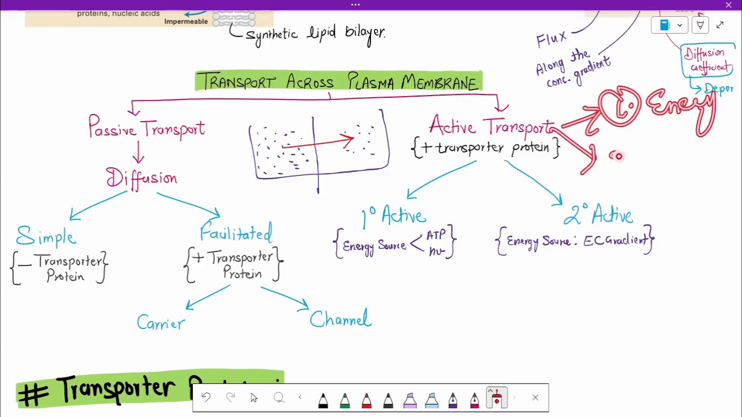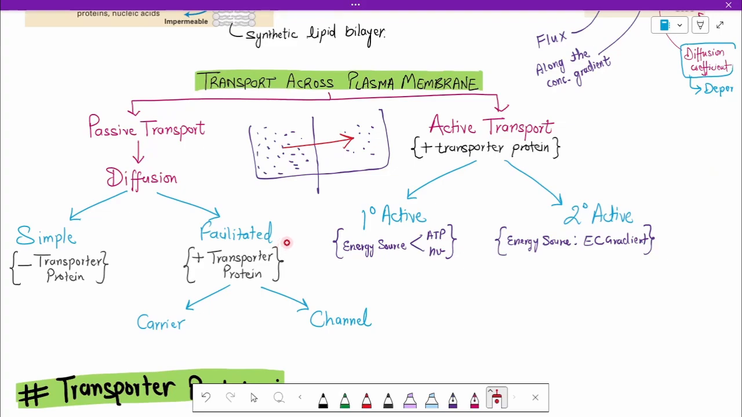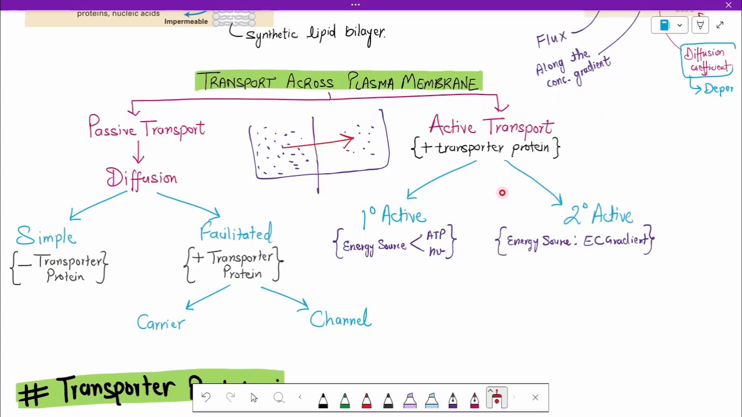And why do we need energy? Because we are acting against the concentration gradient. Okay, this was the basic difference between passive transport and active transport. We will study active transport in a separate video, but for today we will be focusing on passive transport.